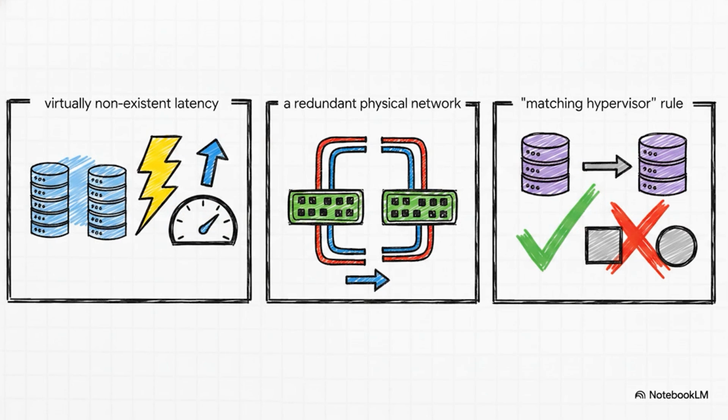But because it's real time, the exam is going to test you heavily on its strict requirements. First up, latency has to be virtually zero. Second, Nutanix explicitly mandates a redundant physical network between those clusters to handle peak write traffic safely. And third, this is a big one: for entities running on AHV, you can only perform disaster recovery to another AHV cluster. No mixing and matching hypervisors when you're demanding zero data loss.